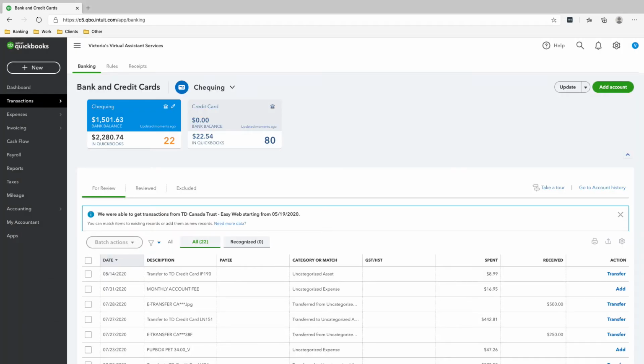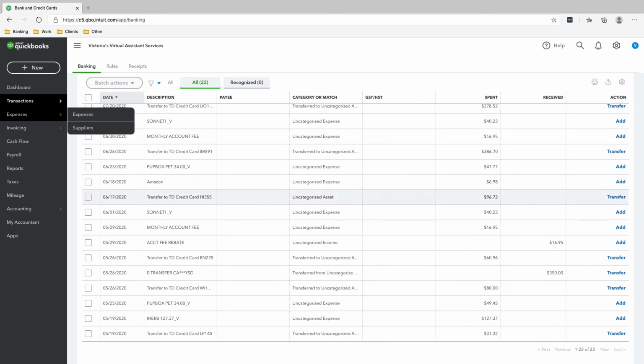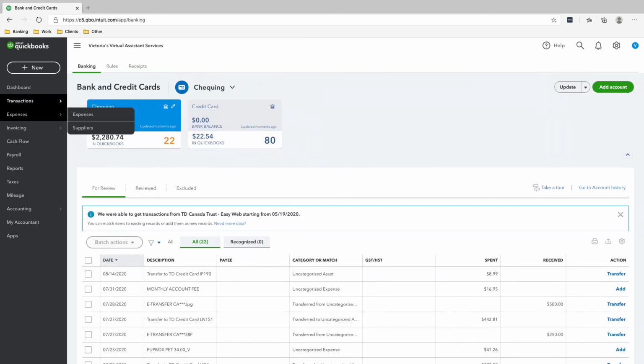All right, so that's it. You see that our checking account and our credit card are both connected to QuickBooks Online, and all the transactions are already showing up here.